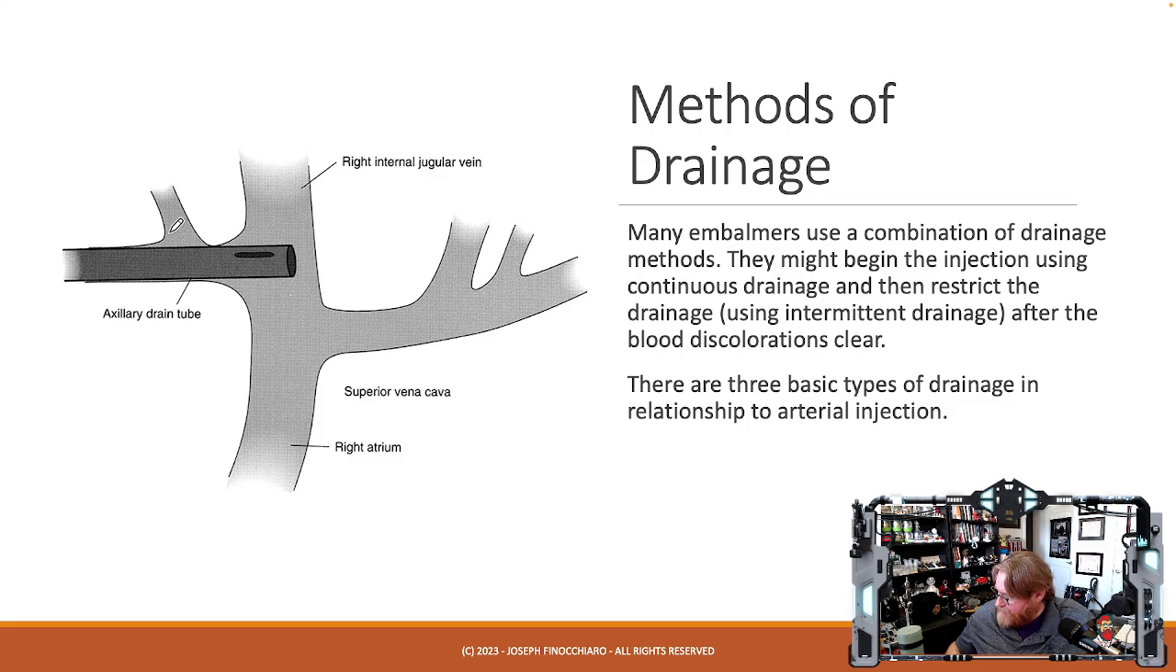Here's a great example of how you can block yourself. So you can see here that you have your drain tube, and it's completely occluding this side vein.